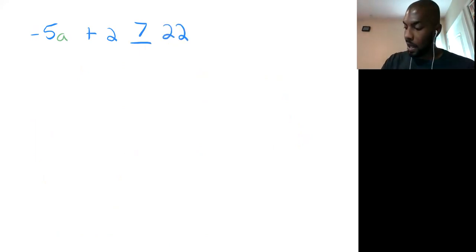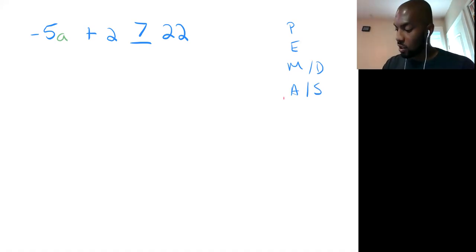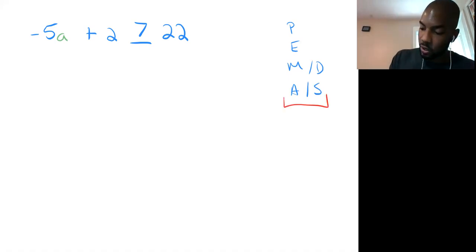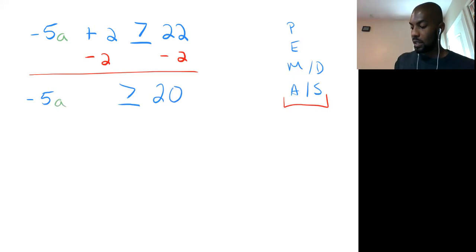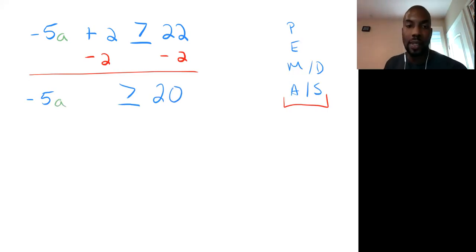All right, I write my PEMDAS out here just so I know what to track. Start at the bottom. Do I have addition or subtraction? I do, the positive 2. The opposite of positive 2 is negative 2, or the inverse. Let me clean this up. I get negative 5, nothing happened to it. 2 minus 2 is 0, I don't need to write it again. Drop the sign. 22 minus 2 is 20. All right, this is what I have so far. Negative 5 times a is greater than or equal to 20.